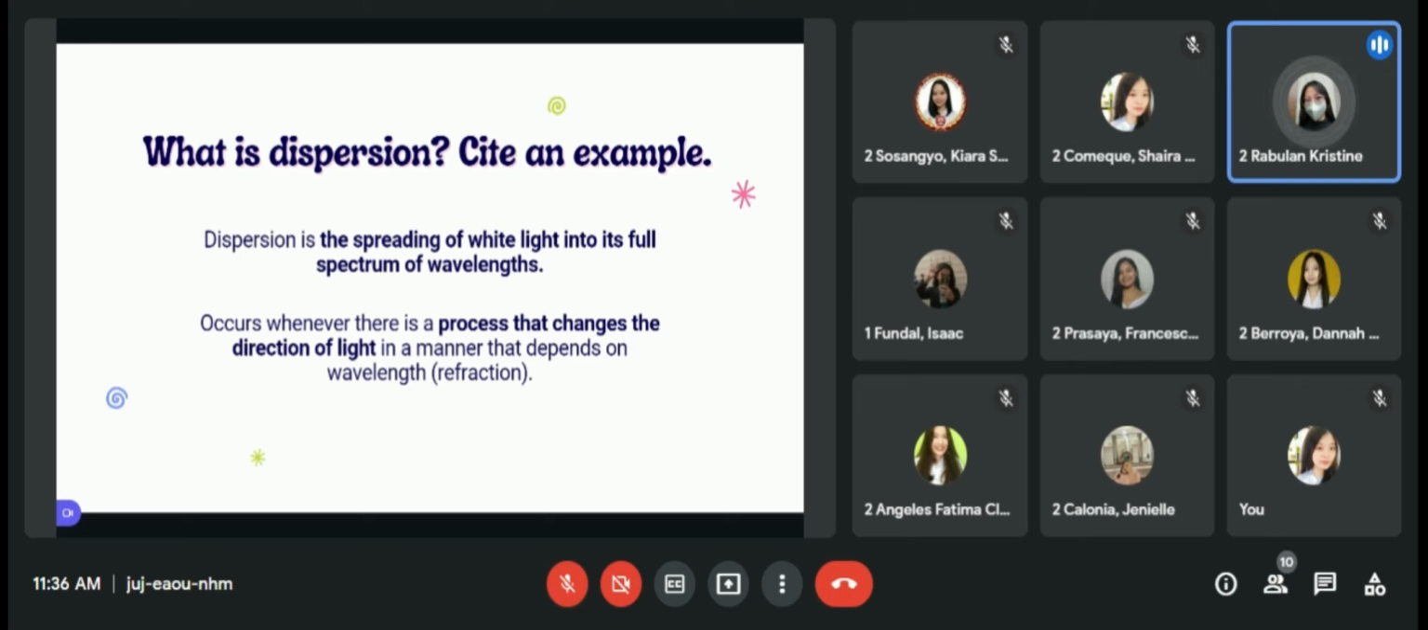It occurs whenever there is a process that changes the direction of light in a manner that depends on the wavelength, or refraction. So gaya nga ng sabi ko kanina, it occurs lang kapag nagkaroon ng process ng pagbabago sa direction of light. And when it comes to wavelength naman, the red, orange, yellow have a longer wavelength compared to the green, blue, indigo, and violet. However, dispersion of light not only results in the formation of the rainbow. We can see it in our daily lives, like, for example, the water fountain, soap bubbles, and a simple CD.